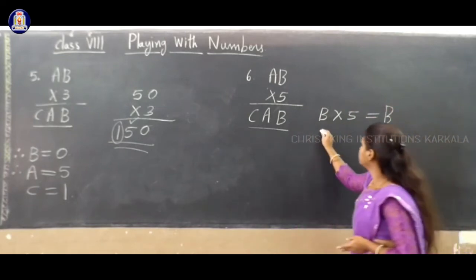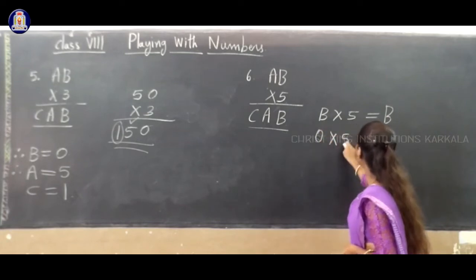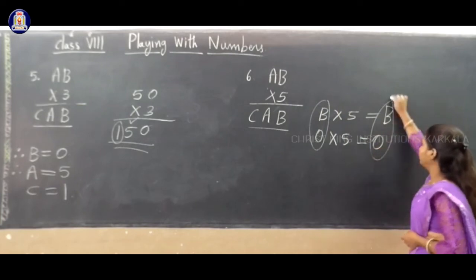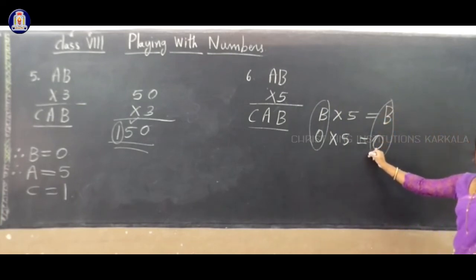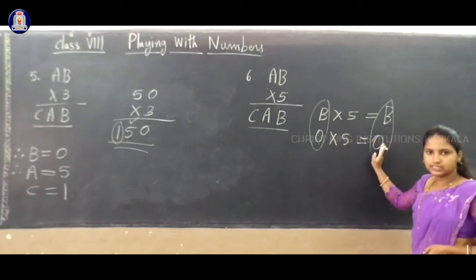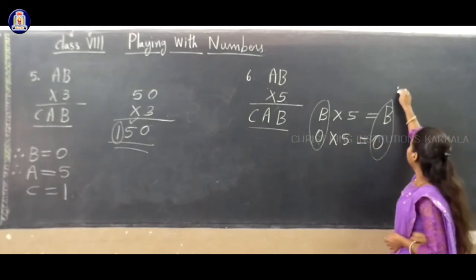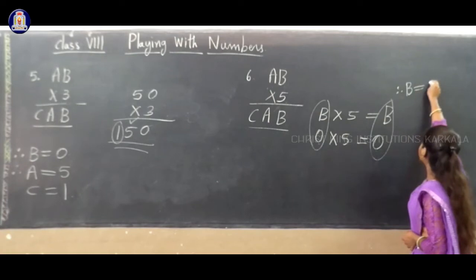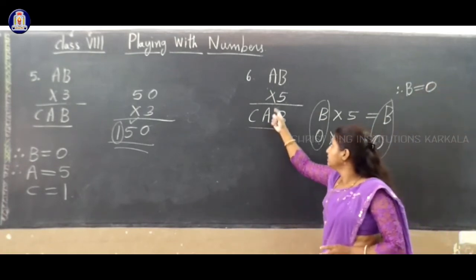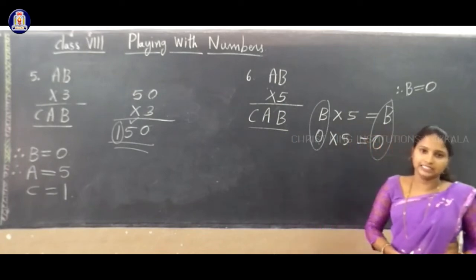Now very simple, 0 into 5, we get 0. The value of B is 0. Then here also we got the value of B is 0. Same answer you should get, right? So 0 into 5 is equal to 0. Therefore, the value of B is 0. The value of letter B is 0. Now you have to find the value of the letters A and C.